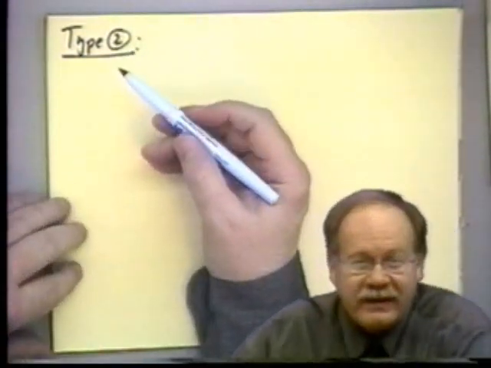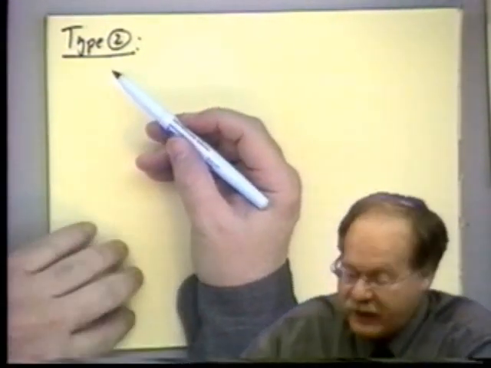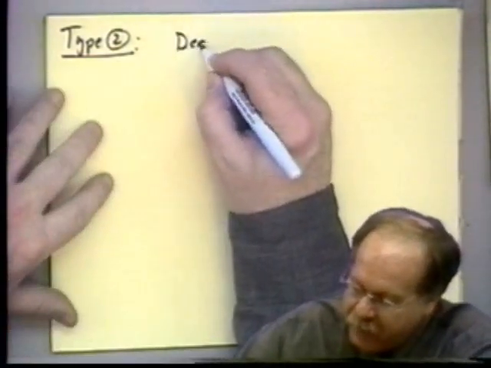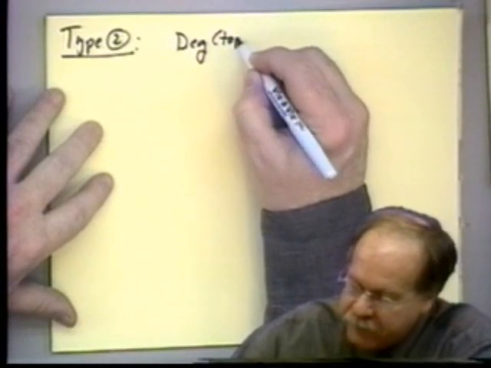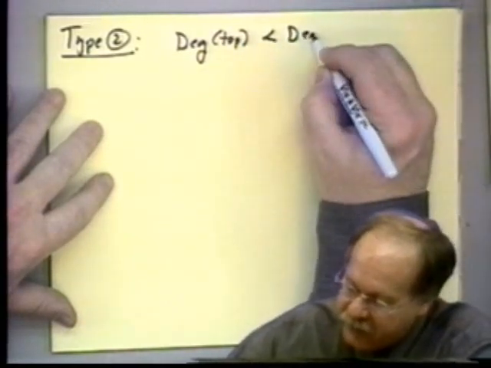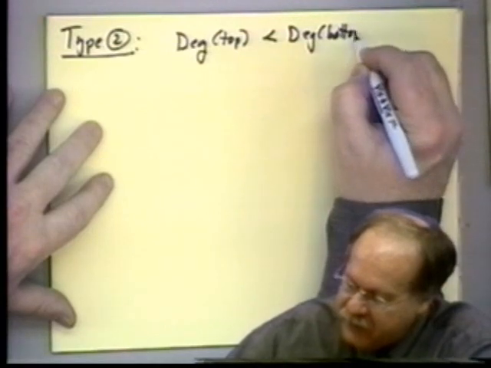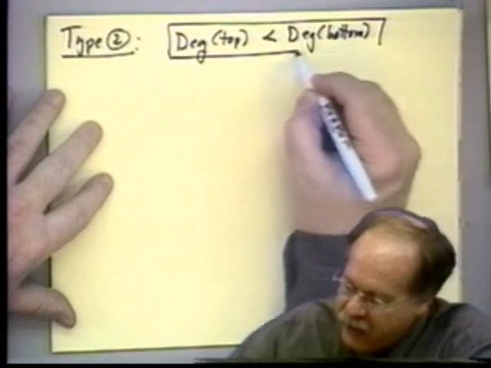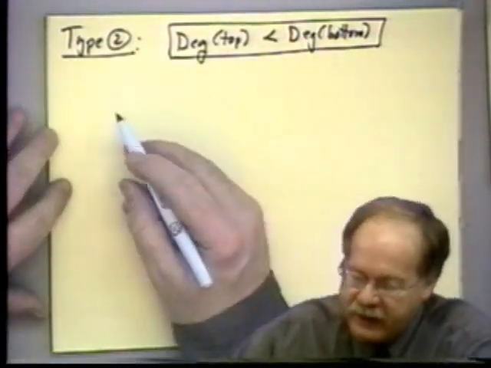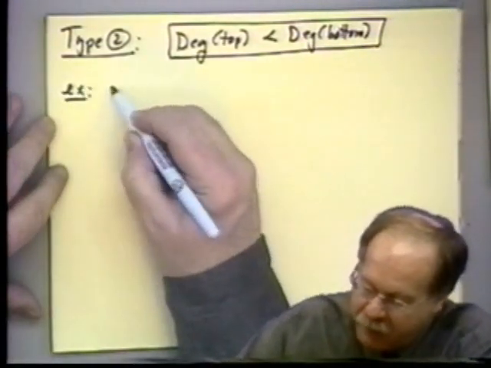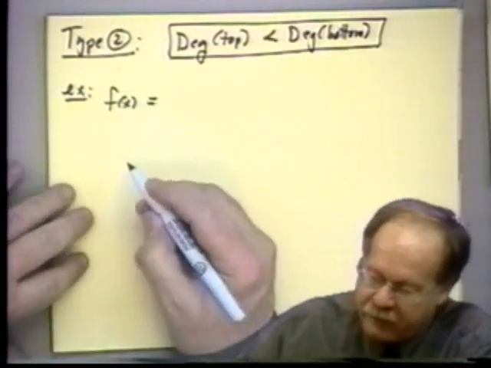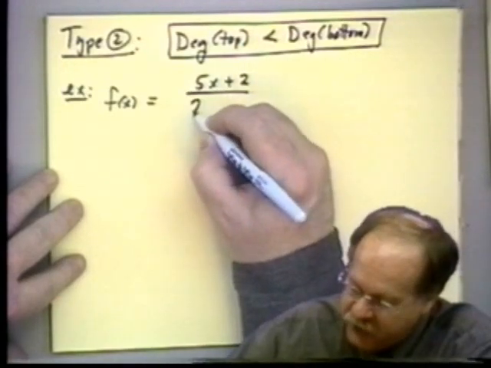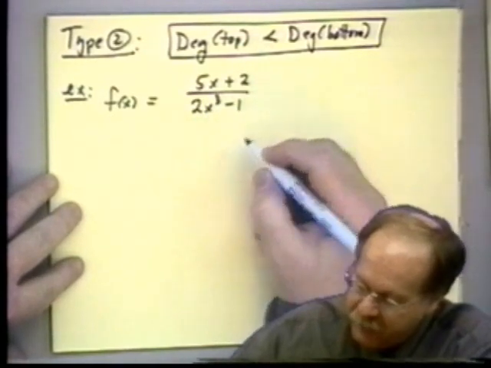By the way, these names, type 1, 2, and 3, are non-standard, so in other books they may be listed another way. But here we'll just go ahead with this way. Suppose the degree of the top is strictly less than the degree of the bottom. The previous case was where they were equal. Now let's look at where they are different and the top has degree less than the bottom. Again, I will make my point by looking at an example. In this case, let's take this easy one, 5x plus 2 over 2x cubed minus 1.